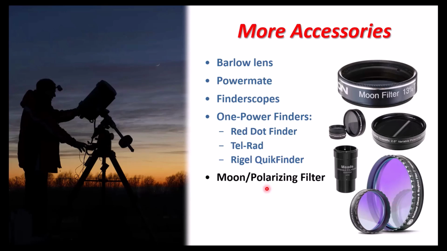You can even get polarizing filters where you can adjust the darkness. And those are great for Jupiter, because Jupiter can be kind of glaring through really large aperture telescopes, or Venus. It just dims their brightness a bit.